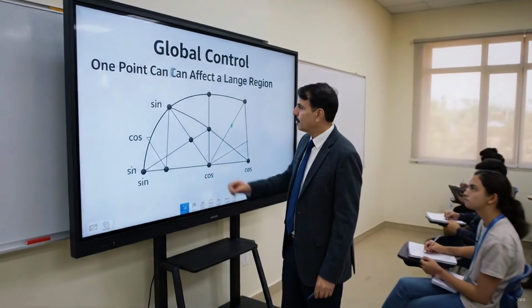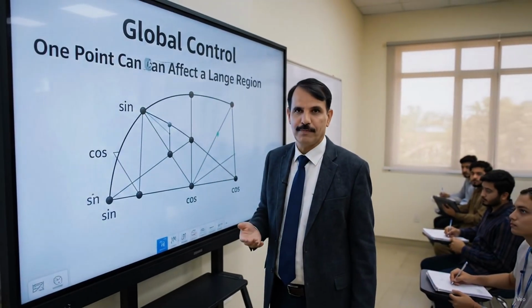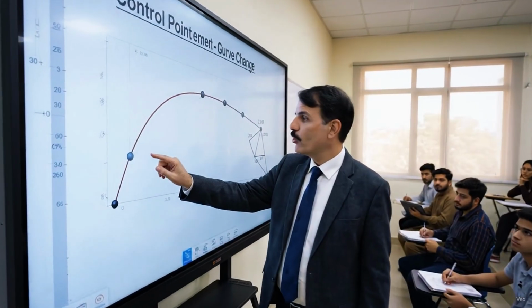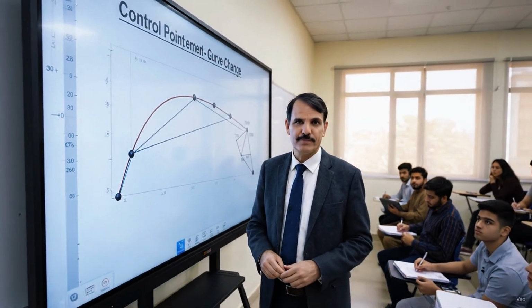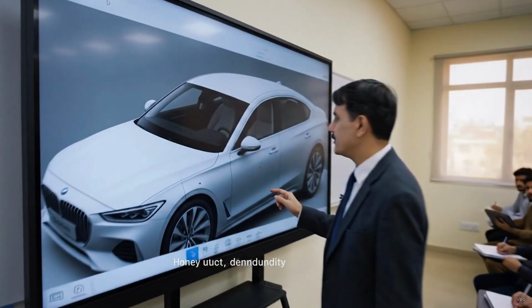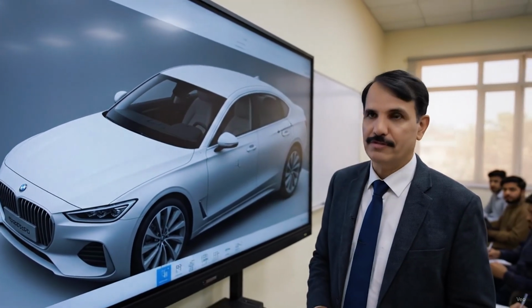One of the most important characteristics of a Bezier curve is global control. If we move one of the control points, a large portion of the curve, and sometimes the entire curve, may change. For a small curve, this is not a serious problem, but for complicated designs, changing one control point can affect the shape far away from that region.